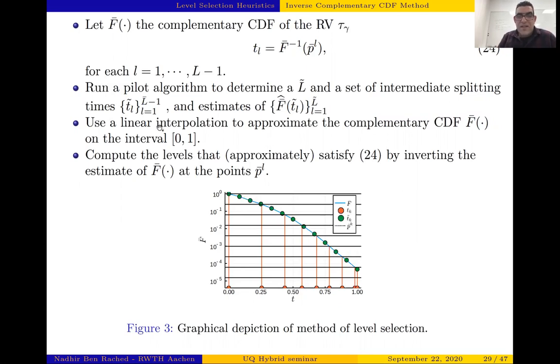Then we use linear interpolation to approximate the complementary CDF on the whole interval [0, 1], and then the splitting levels are approximately given by inverting this estimate of the complementary CDF at the point P bar to the power L. These are given by the red dots here in this figure. So this is the first heuristic that we use, and this, as I said, is based on running a pilot algorithm to estimate these red points.